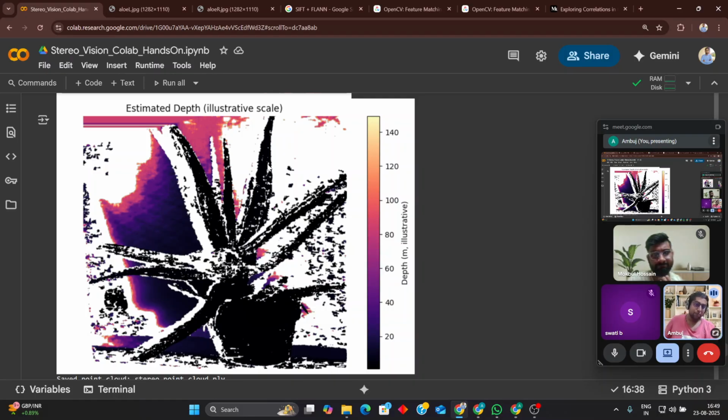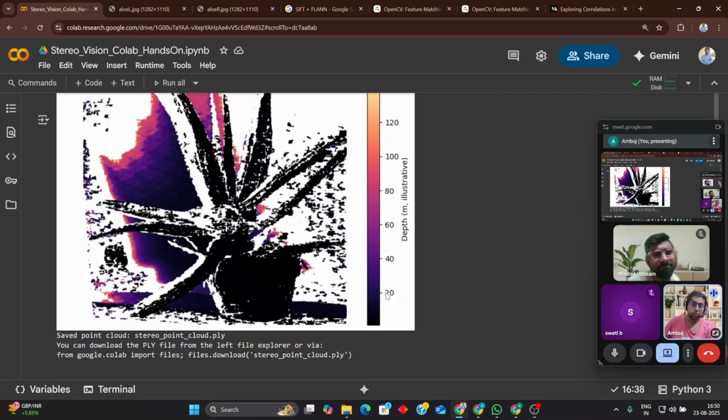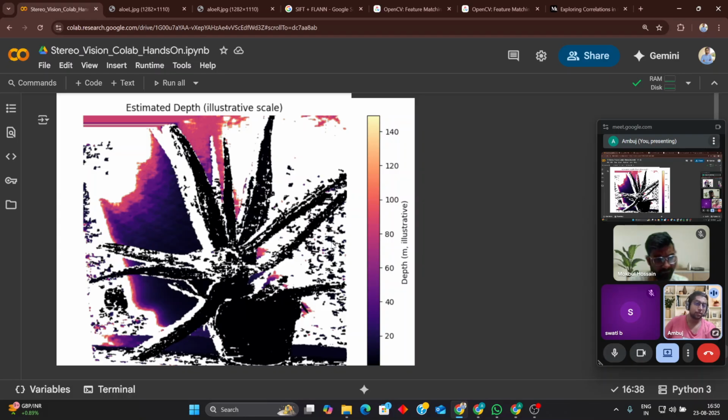Explaining this particular depth map is very simple. The scale is already there in meters. I hope it is not 20 meters, it should be 20 millimeters, but it has come from the algorithm. No need to define it too much. That is why calibration is required.